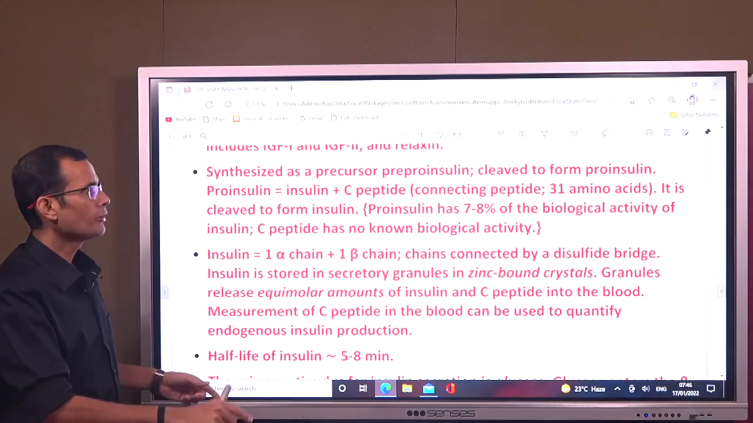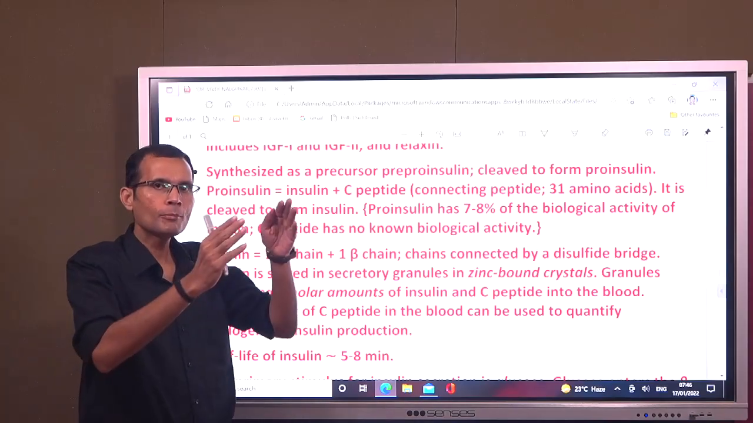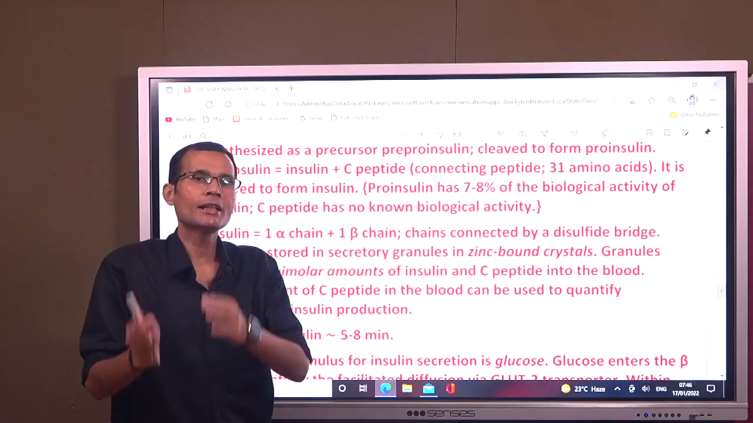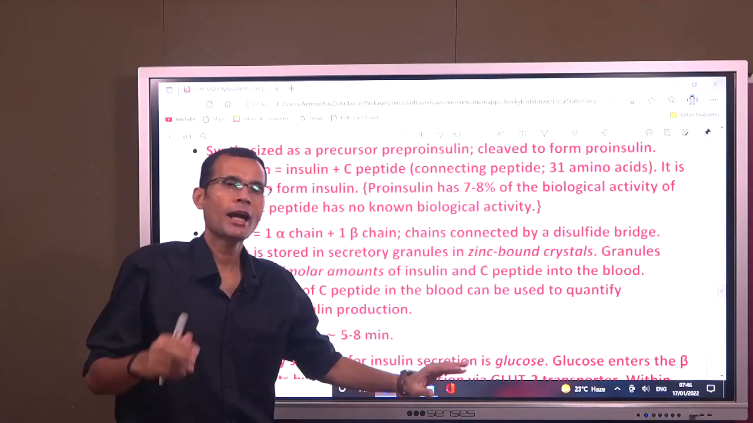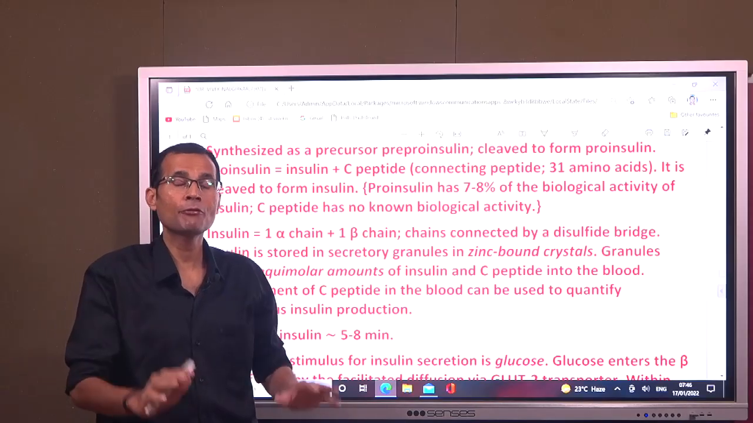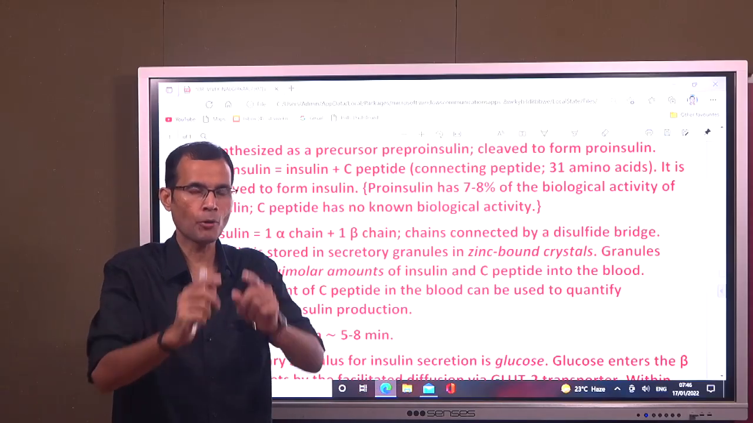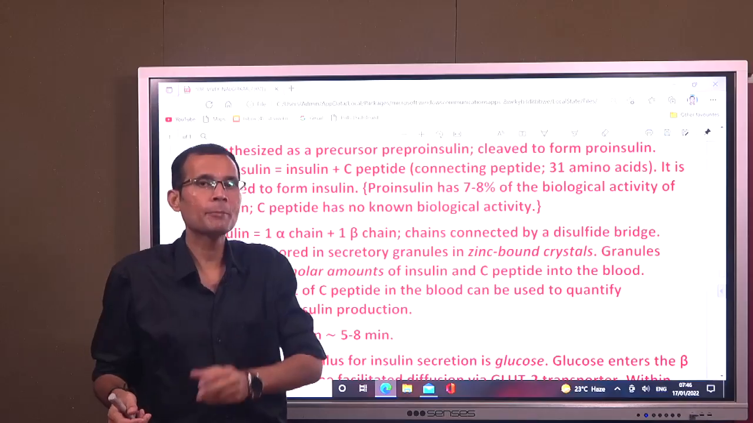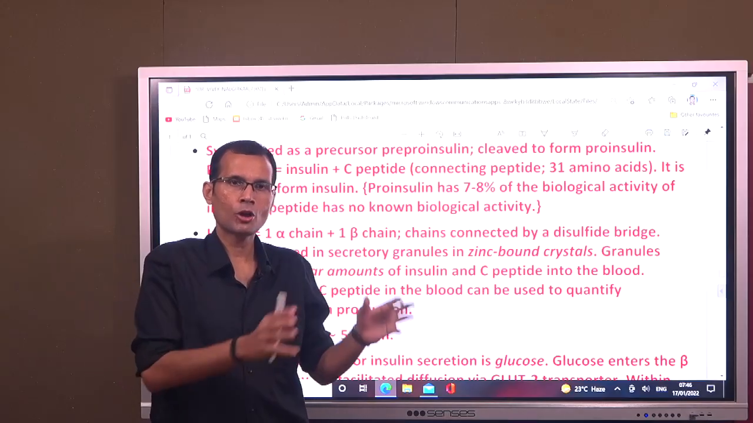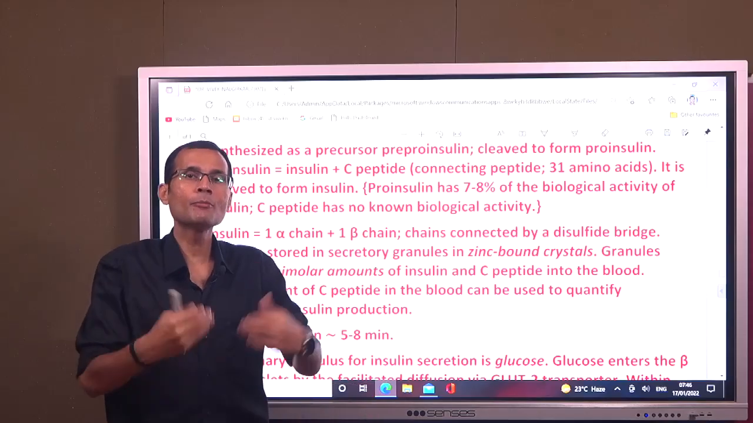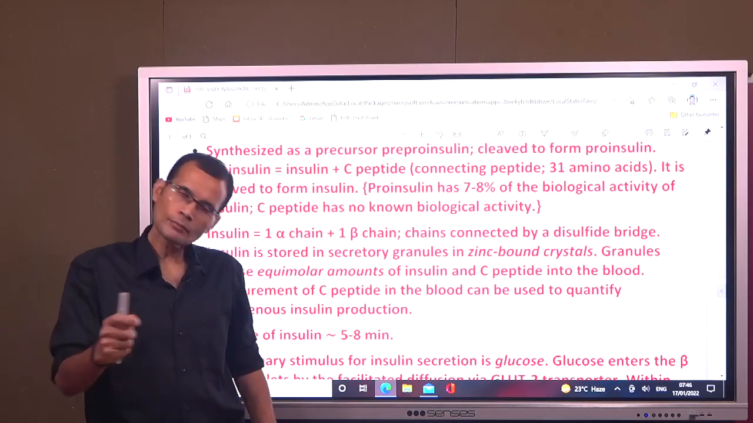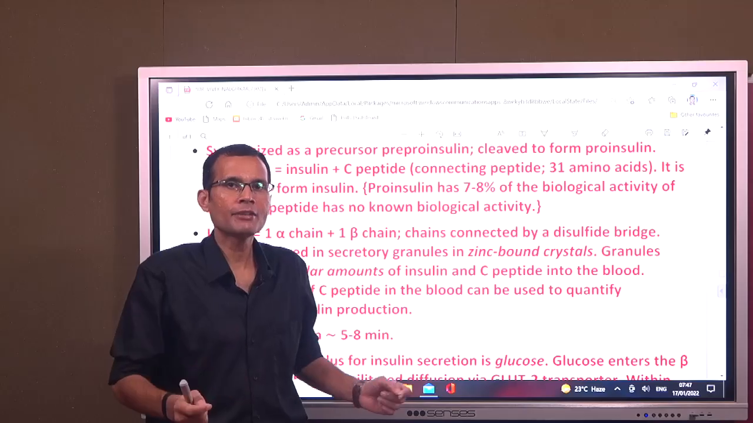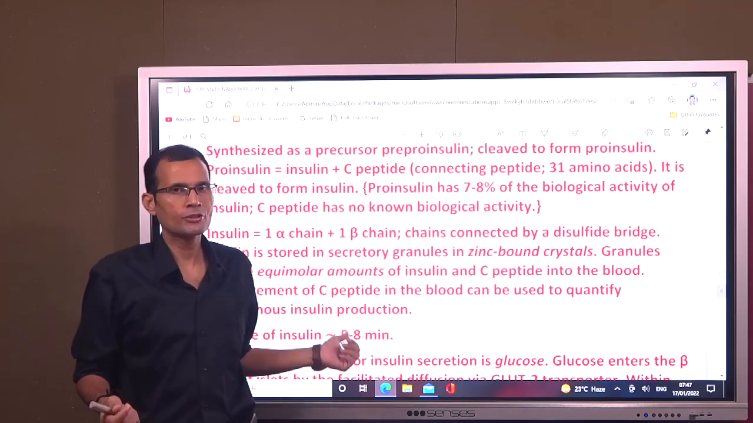Pre-proinsulin will be the first to be formed. Then it will be cleaved to form proinsulin, and then proinsulin will be cleaved to form insulin and C-peptide in equimolar concentrations. That's important because the C-peptide is released along with insulin in equimolar concentrations. Therefore, sometimes to check the beta cell activity, we are talking of beta cells of the islets of Langerhans.